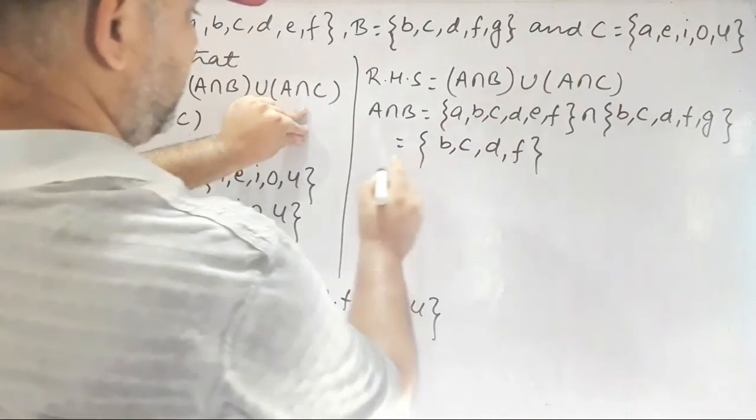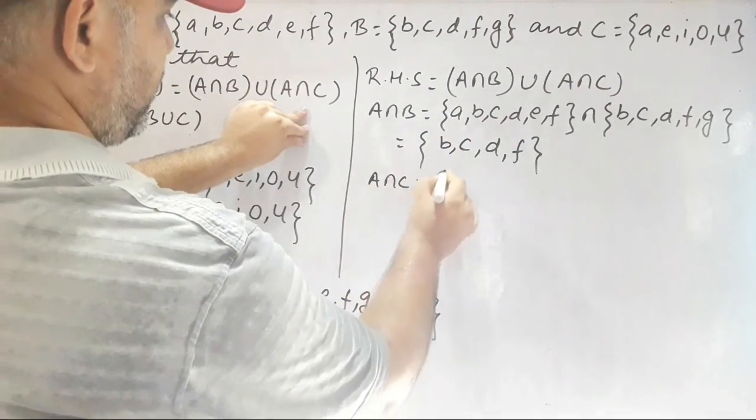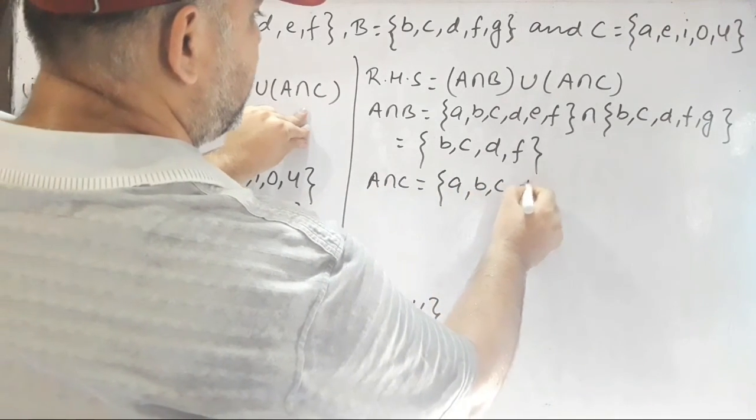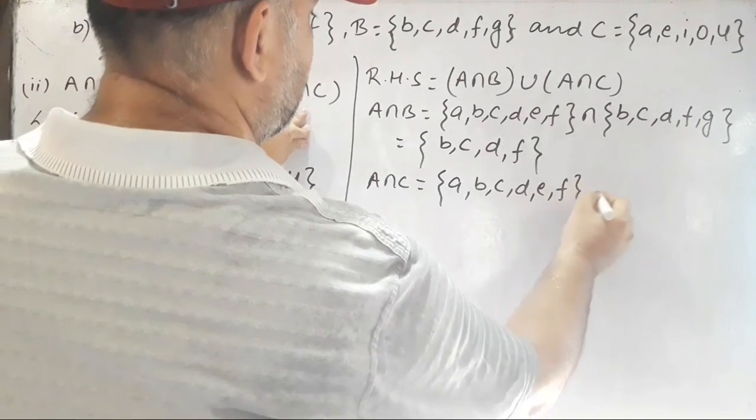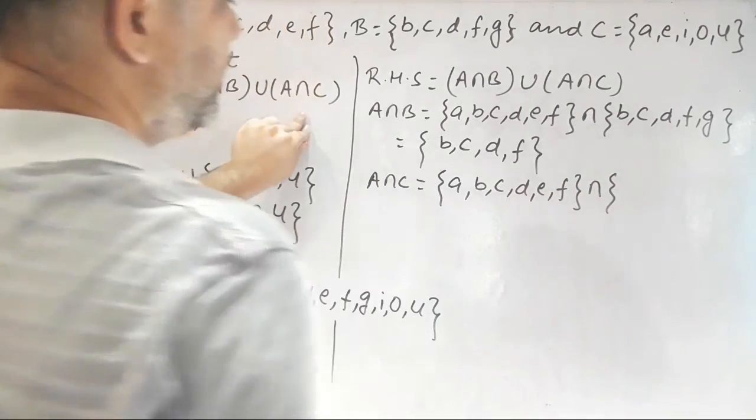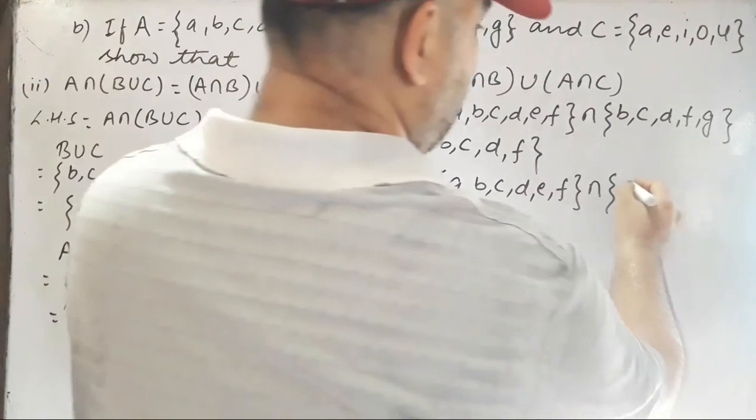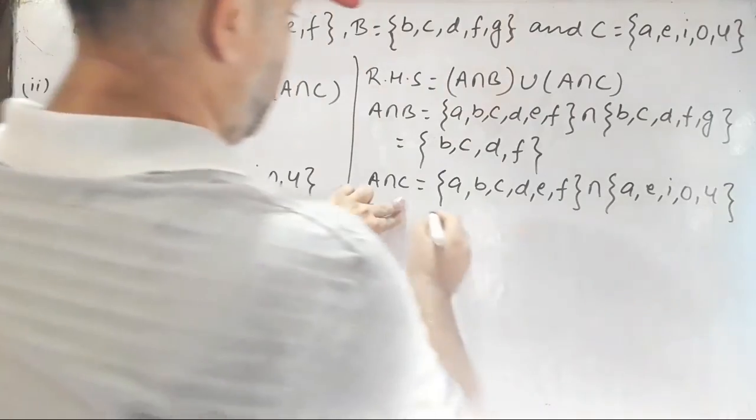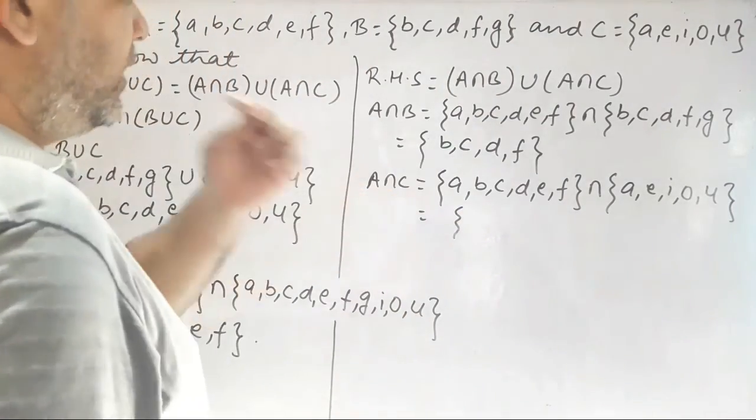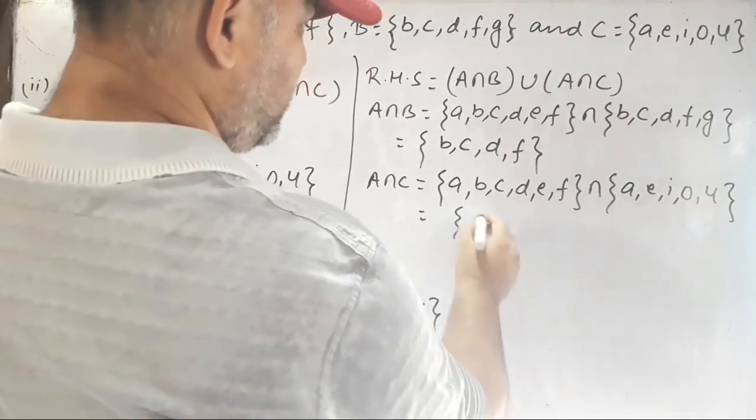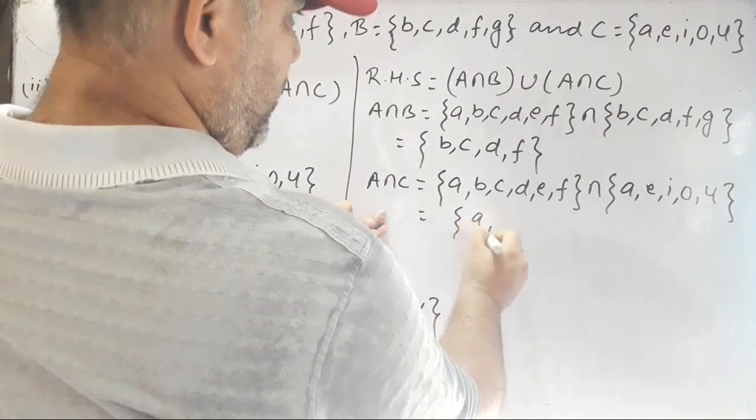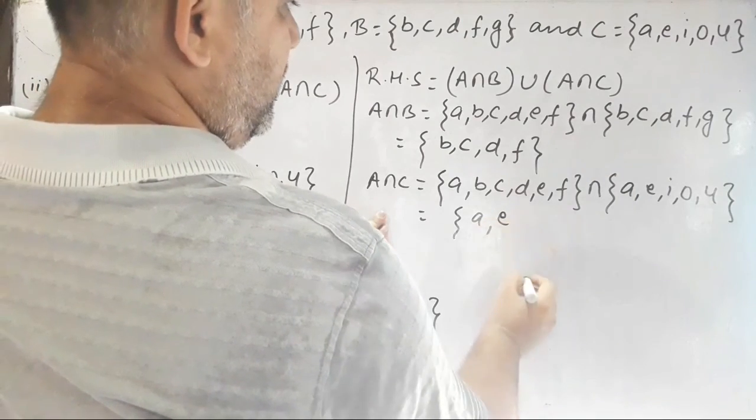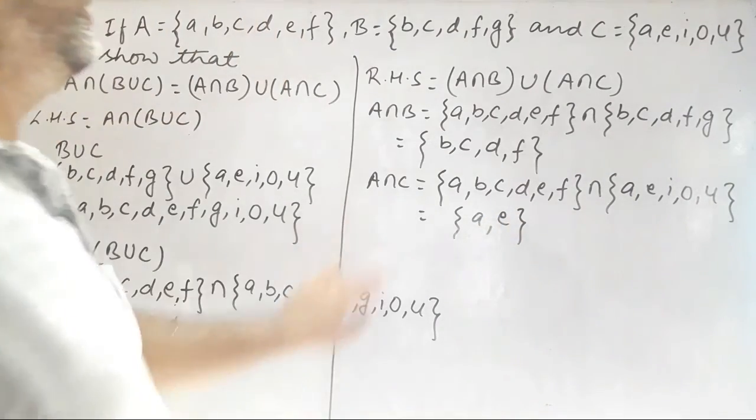Now, A intersection C. The elements of set A, B, C, D, E, F, intersection the elements of set C, A, E, I, O, U. Now, what are the common elements of these elements and these elements? They are A, E. Okay, only A and E.